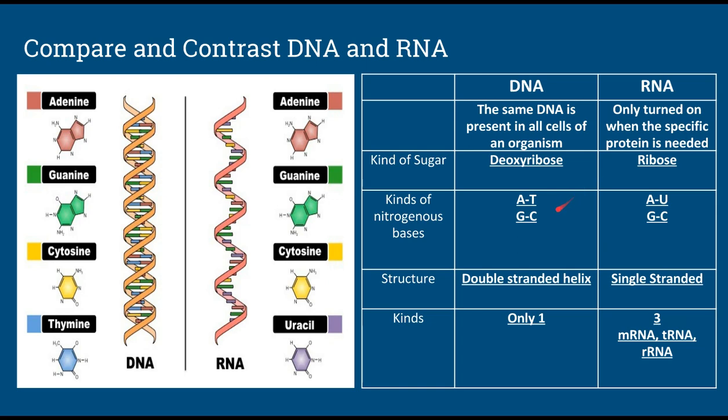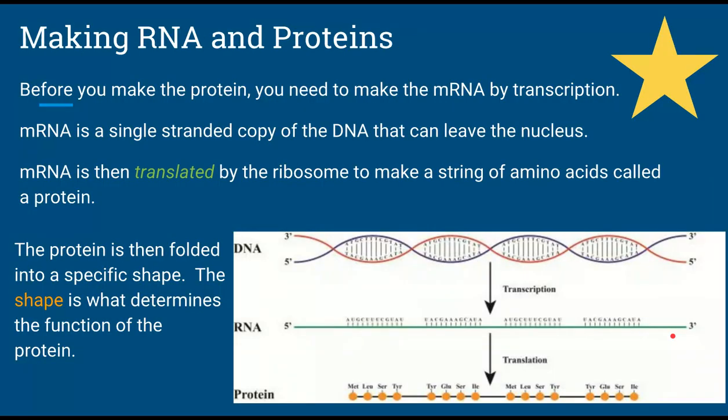Okay, so A's, T's, G's, and C's are DNA. A's, U's, G's, and C's are RNA. DNA is double-stranded. RNA is single-stranded. There's only one kind of DNA in your whole body, but there are three kinds of RNA. There's mRNA, which is the one we're really talking about. We'll also talk about tRNAs a little bit. They help add the amino acids to the protein, and ribosomal RNAs are part of the ribosomes.